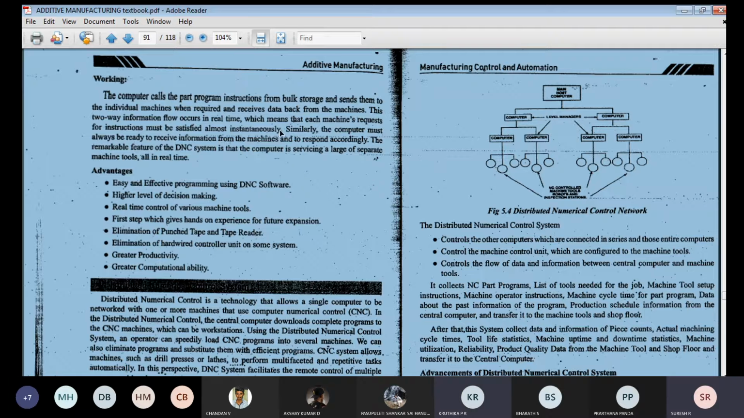The remarkable feature of the DNC system is that the computer is servicing a large number of separate machine tools in real time. So within a short time frame, it can control all the machines which come under it. The main advantage of this direct numerical control is easy and effective programming using the DNC software.